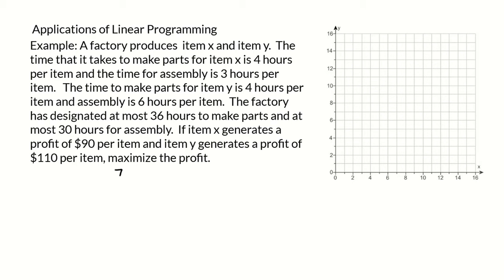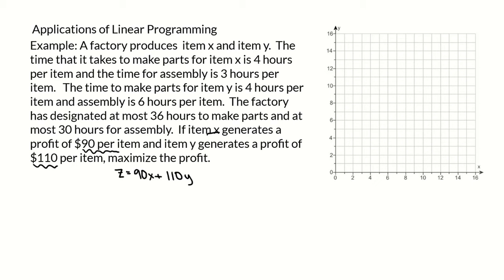So the profit we'll call Z. That's going to be equal to $90 per item for item X, so 90X, plus $110 per item for item Y, so 110Y. This is the function that we're going to try to maximize. And now we write the system of inequalities that go with this function.